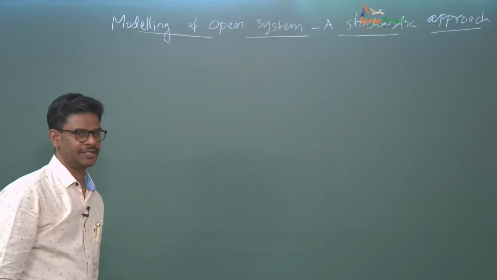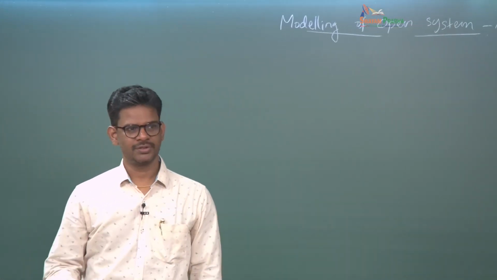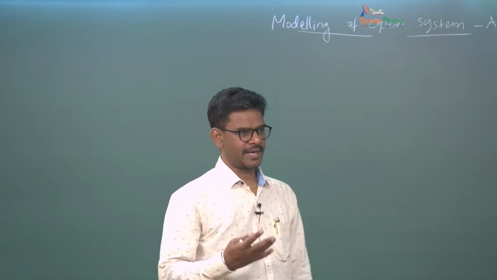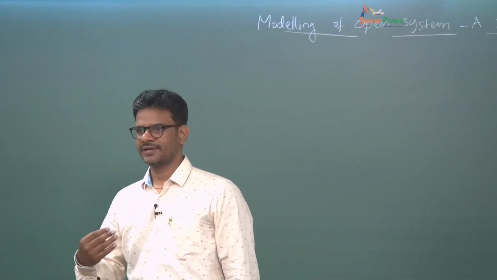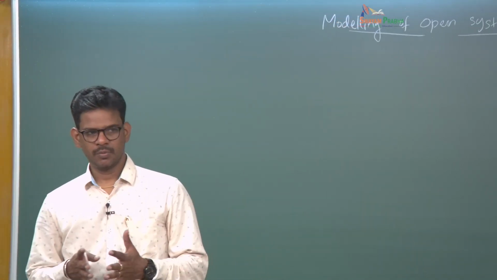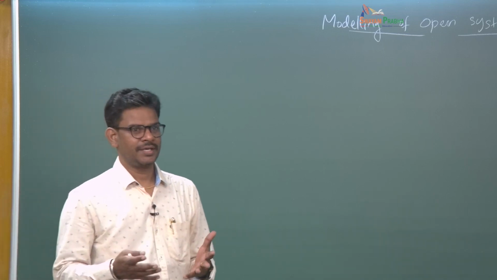So in this lecture, I'll be talking about modeling of open systems from a stochastic point of view. I'm talking about reaction kinetics. You looked at several reaction kinetics in the previous classes, where we had a homogeneously mixed system mimicking a batch kind of a reactor.